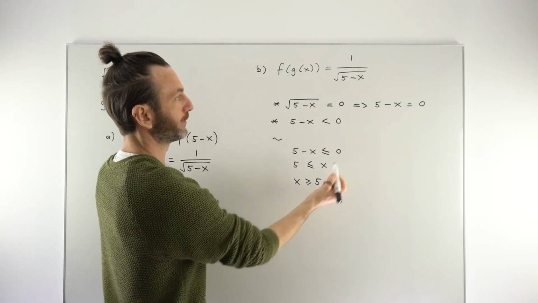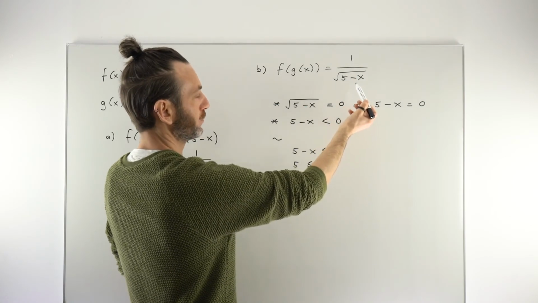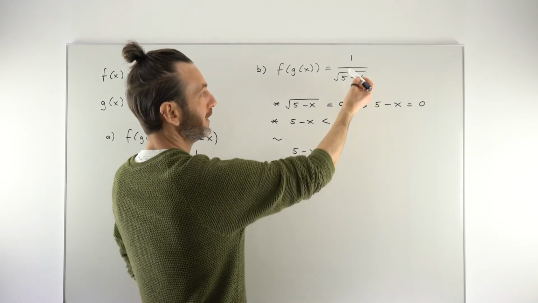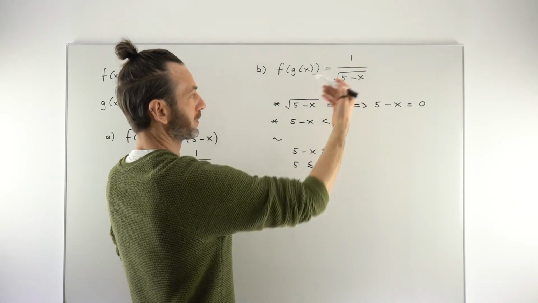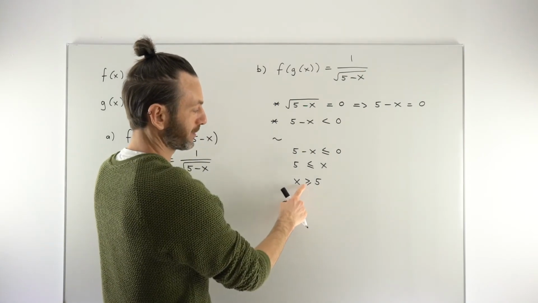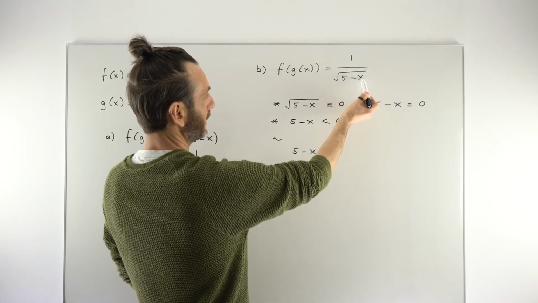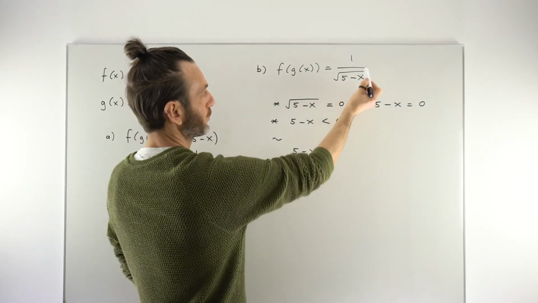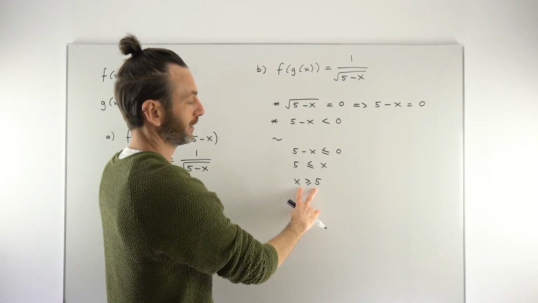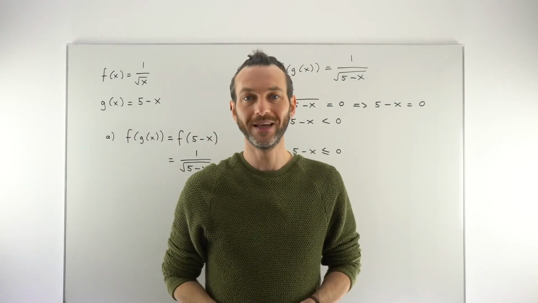So if x is equal to 5, you would get 1 over the square root of 5 minus 5. 5 minus 5 is 0, the square root of 0 is 0. That scenario would lead to 1 over 0, which is undefined. If x is bigger than 5, like 7 for example, then you would have 5 minus 7, which is negative 2. Square root of negative 2 is undefined. So these are the values that are going to lead to the function being undefined, the values for which the function is undefined.